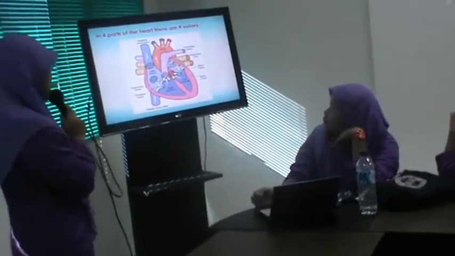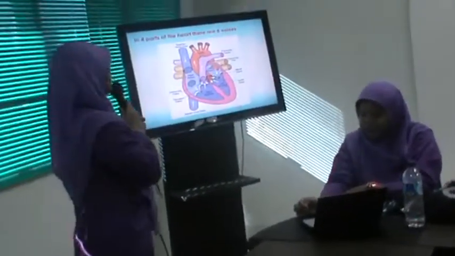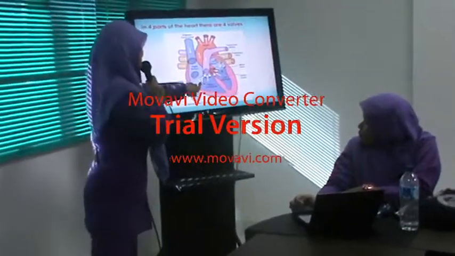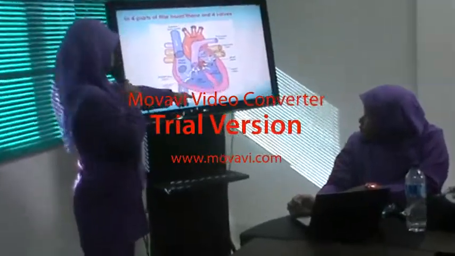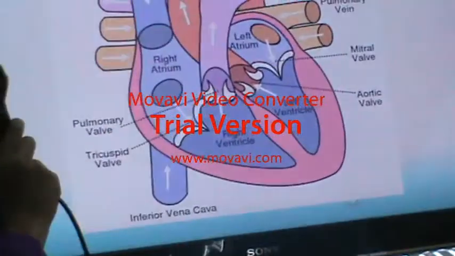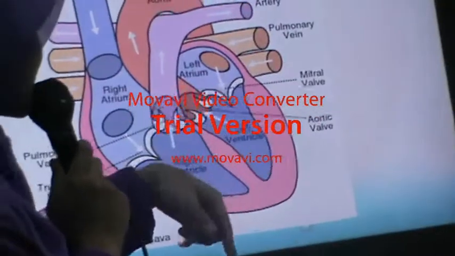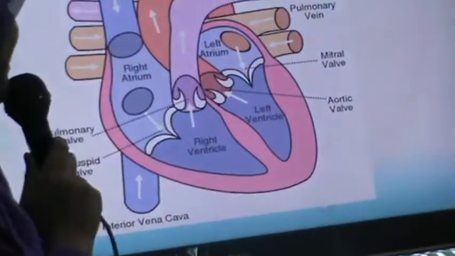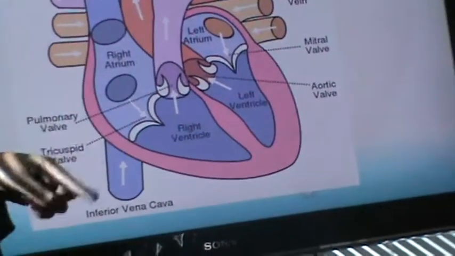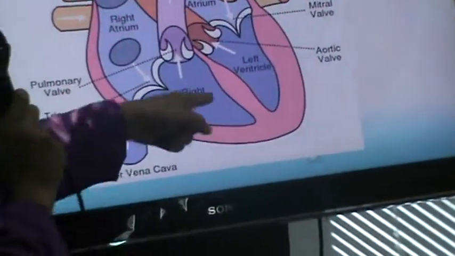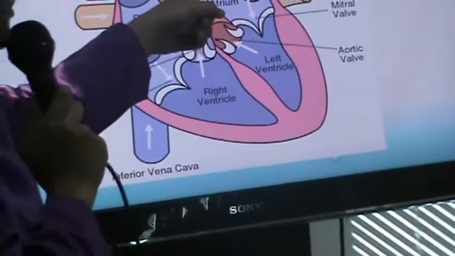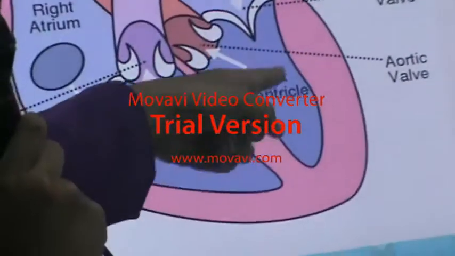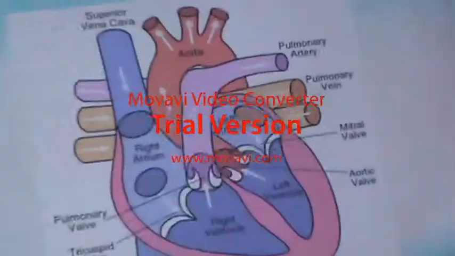In the four parts of the heart, there are four valves. The first valve is the tricuspid valve. You can see here the location of the tricuspid valve is between the right atrium and right ventricle. The second is the mitral valve. The location is between the left atrium and left ventricle. The third is the pulmonary valve. The location is between the right ventricle and pulmonary artery. And the last is the aortic valve. The location is between the left ventricle and aorta.